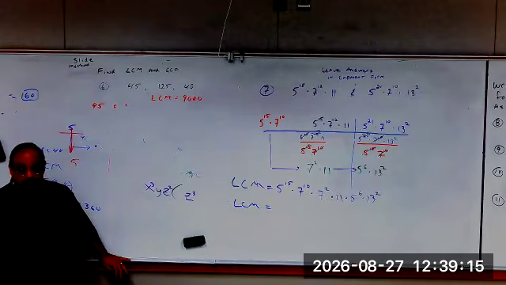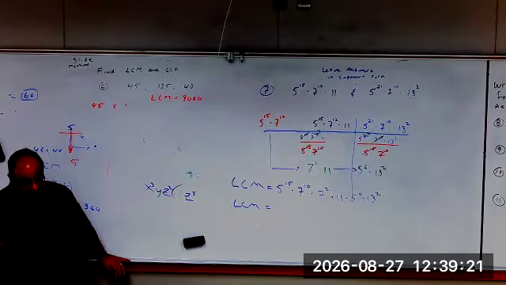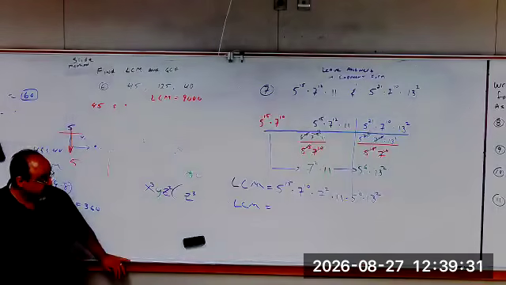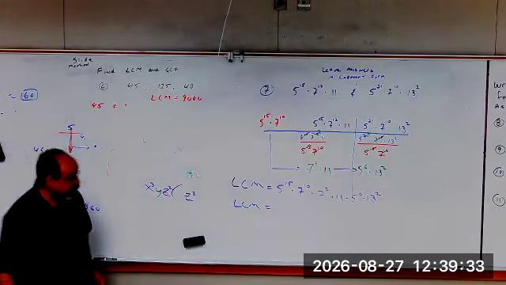So first thing, start with the smallest factor. Out of those numbers, what's the smallest number? Out of all those bases, what's the smallest base? There's not the power, just the base. 5. So you have a 5, a 7, 11, 5, and a 13. So the smallest base is a 5.